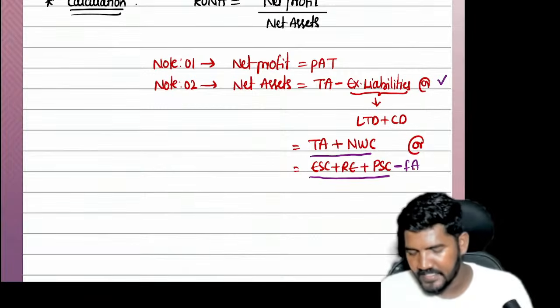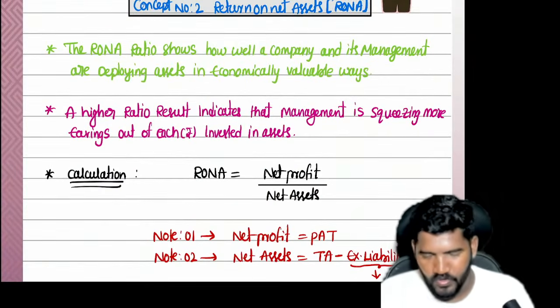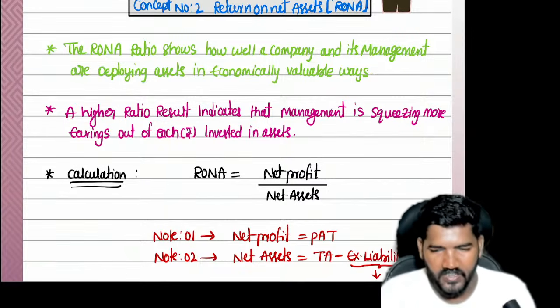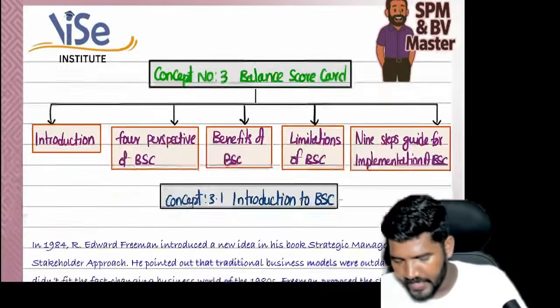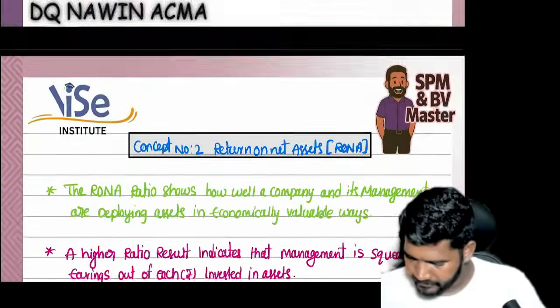So if you know this net assets calculation, you can easily calculate RONA. Don't get confused if they provide RONA. RONA means return on net assets. Okay. Next, when it comes to the theory point of view, guys.